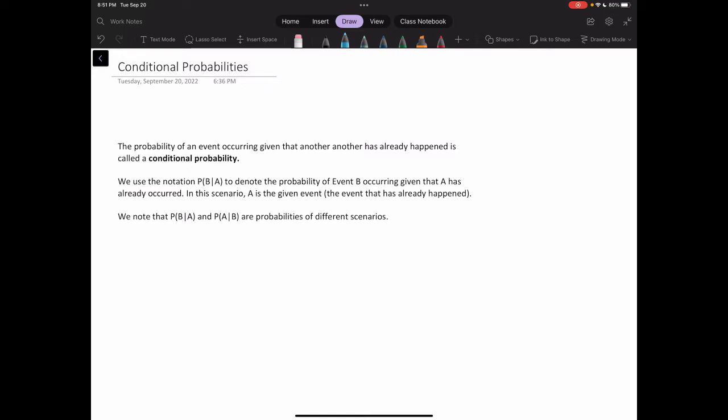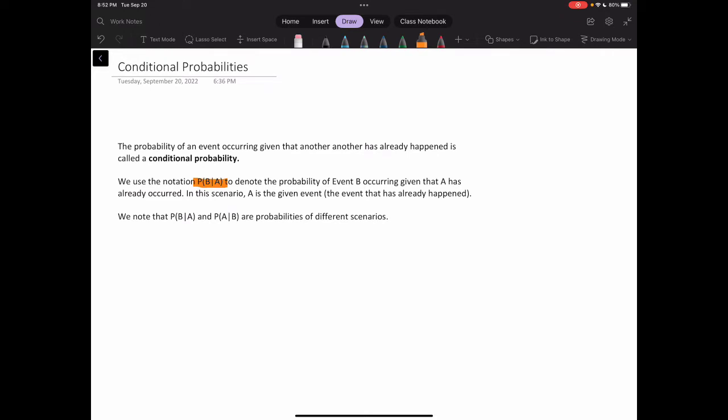And we use a very specific notation here. We use the notation: the probability of B, and you'll notice that vertical line there, and then A. That is read as the probability of B given that A has occurred. So we say this, the probability of B given A. In this scenario, A is the given event. The way that we write this is that A has already happened. A is a fact. We can't change it.